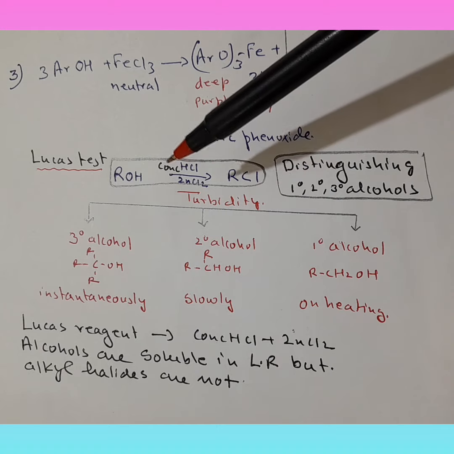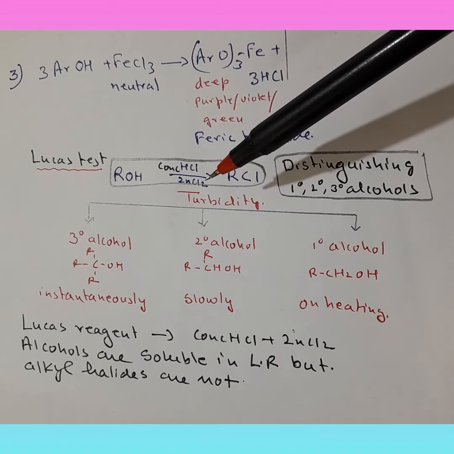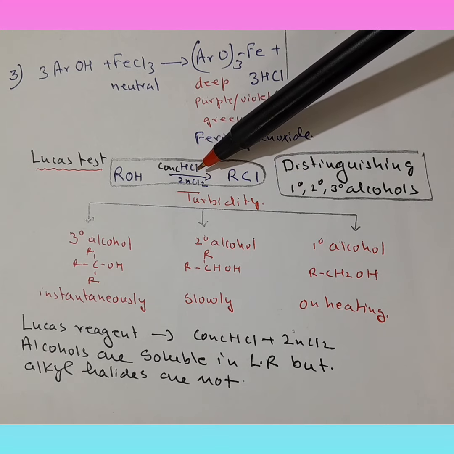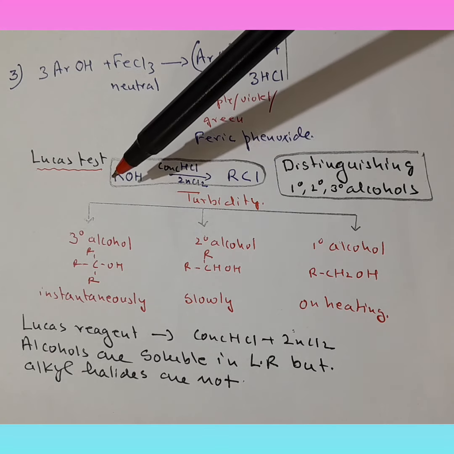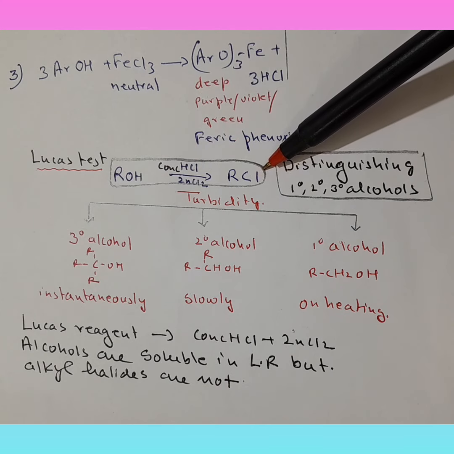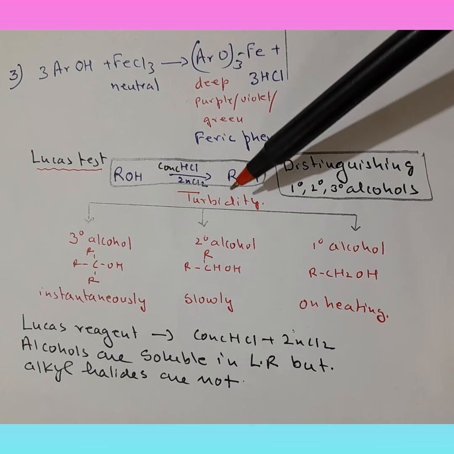So what basically are we doing in Lucas reagent? What basically is Lucas reagent doing? Lucas reagent is converting the hydroxy group to chloride group. Alright, so OH to Cl. Okay, now let's see what happens.